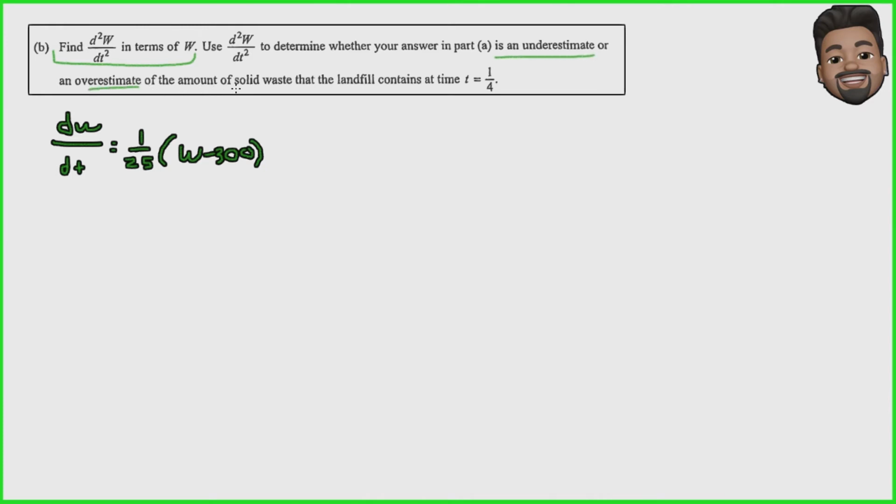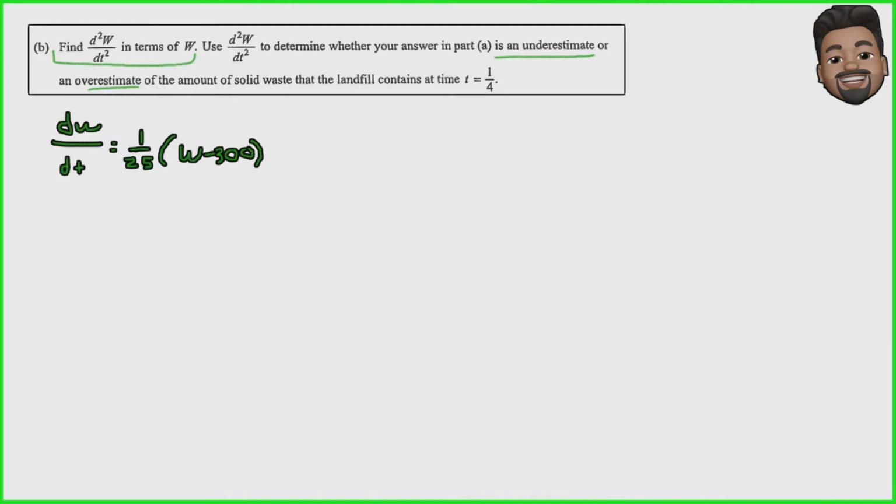Now, I want you to think about this for a moment: what in the world does the second derivative tell me? Well, the second derivative tells you concavity, whether it's concave up or concave down. That's going to let us know whether things are an overestimate or an underestimate, and I'll draw you a picture in a moment. So let's just go at this one step at a time. Let's take our second derivative.